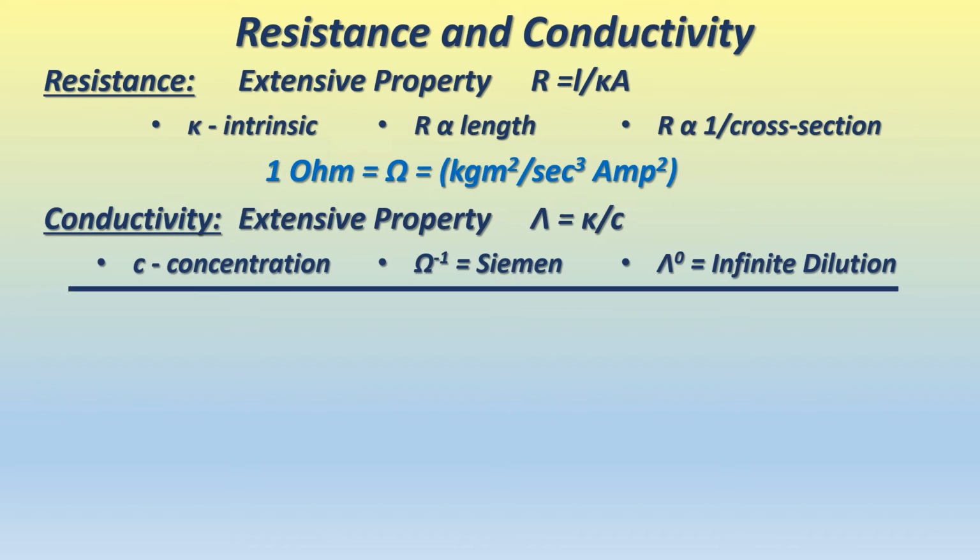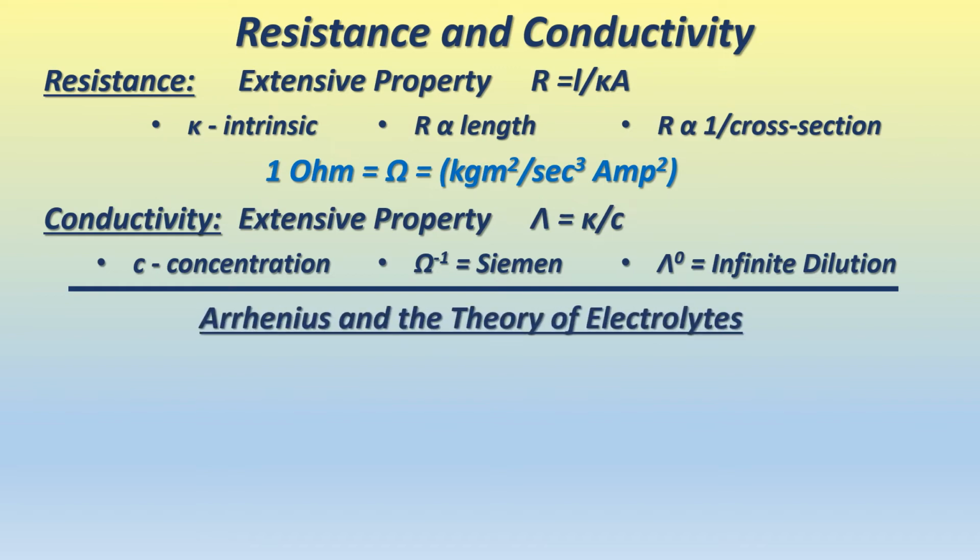The study of conductivity has been central to physical chemistry. Arrhenius, whose name has been all over the place, actually got his thesis on the study of electrolytes, and it took him quite a while. What he was studying was what is called the degree of dissociation. Lambda of any given solution divided by lambda 0 at infinite dilution gives you alpha, the degree of dissociation.